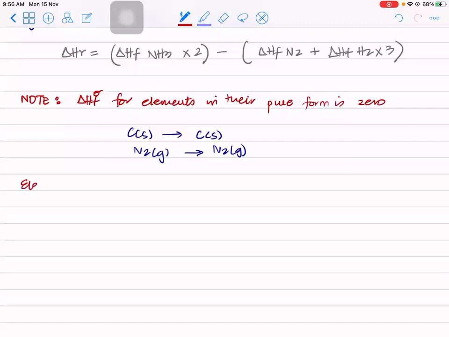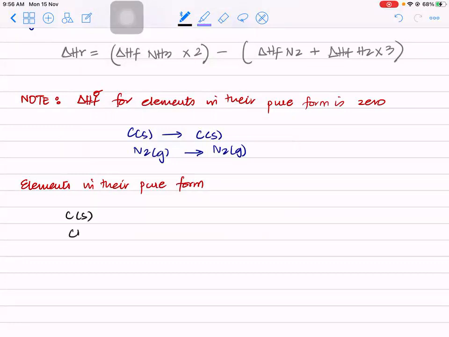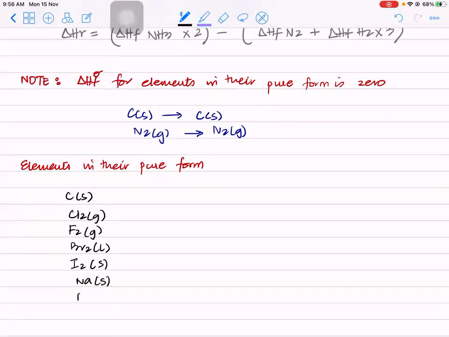I'm just going to list down a few. Let's see the elements in their pure form. What is the pure form of carbon? Solid. Chlorine? Gas. Fluorine? Gas. Bromine? Naturally liquid. Iodine naturally is solid. Sodium, solid. Magnesium, solid. Calcium, solid. Nitrogen, gas. Hydrogen, gas. These are the ones you will come across most often.